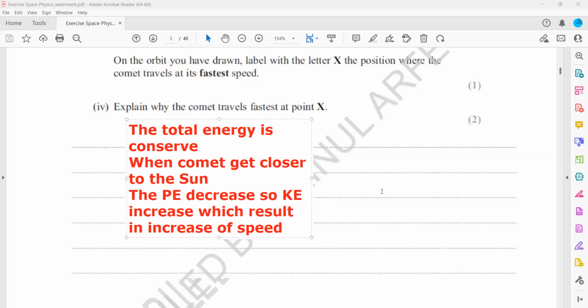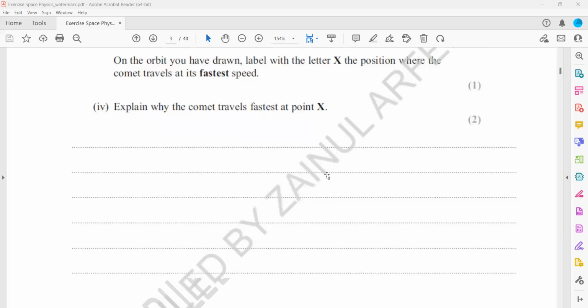Yeah, that's also a good answer. Potential energy depends on the mass, the gravitational pull and the distance. Closer, so it's less potential. So kinetic is higher as energy is conserved. That's why it will move faster. 1 mark when you mention the conservation of energy. 1 mark for a comparison between potential and kinetic energy.